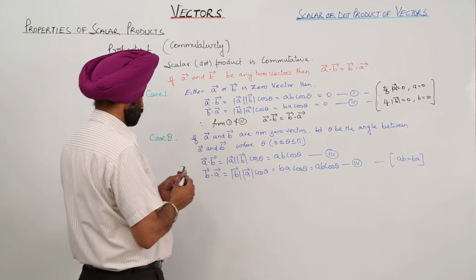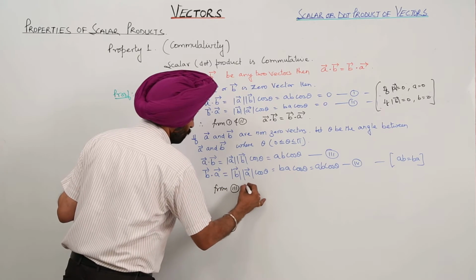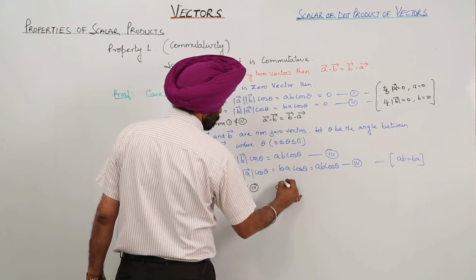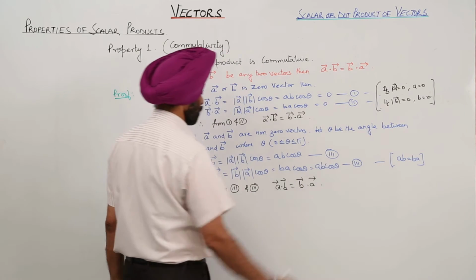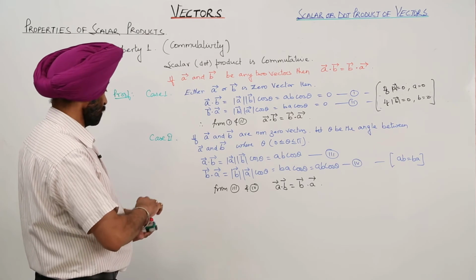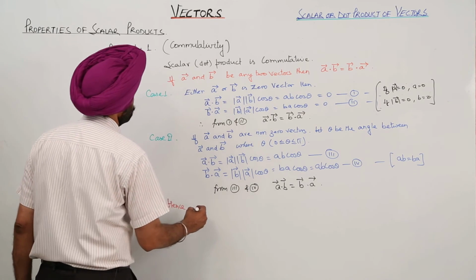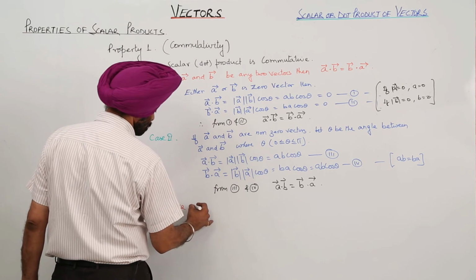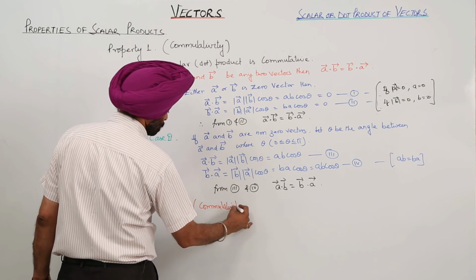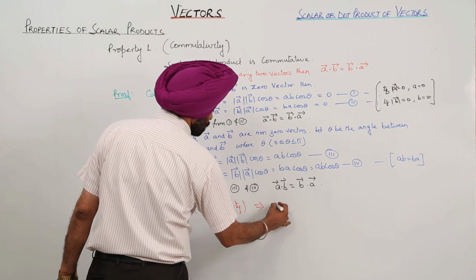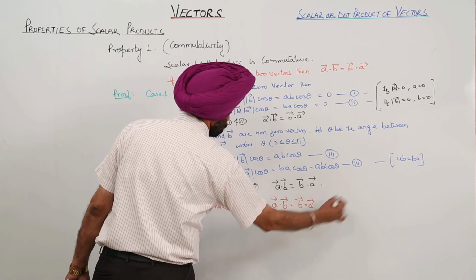Now from third and fourth, vector A dot vector B is equal to vector B dot vector A. Hence, commutativity, what it implies: vector A dot vector B is equal to vector B dot vector A. This is the result.